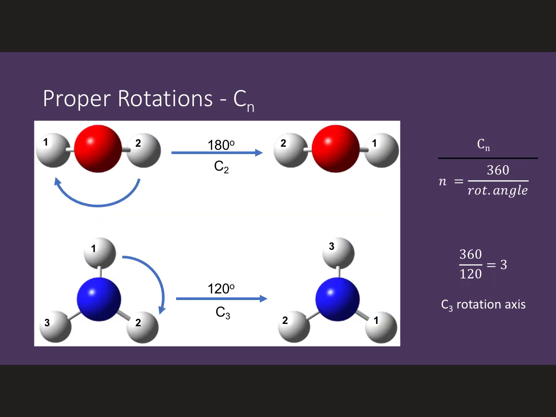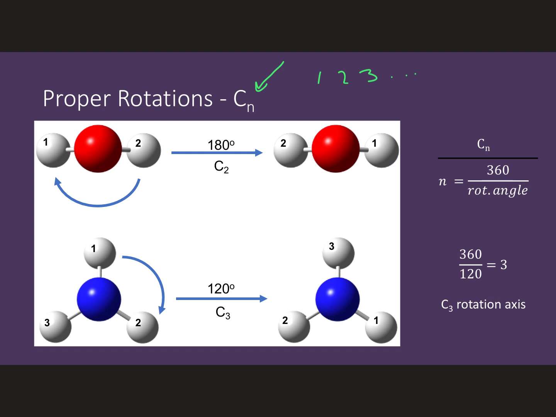All right, let's move on now to proper rotations, which we're going to give the label of a capital C with a subscript n. The n will tell us something. n can be basically any integer. It can be 1, 2, 3, so on and so forth. Those are what we'll see in these proper rotations.